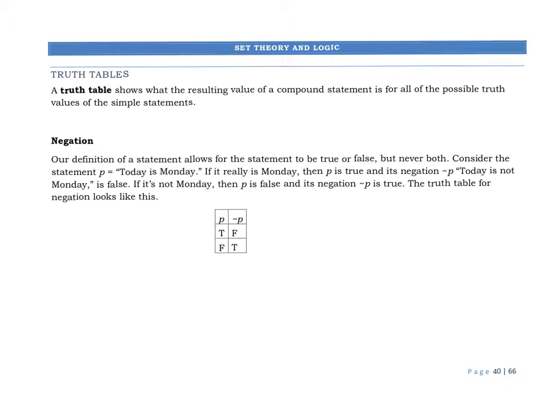So consider the statement P, today is Monday. If it is really Monday, then P is true. The negation, not P, today is not Monday, is false. But if it's not Monday, then saying that it's Monday would be false, right? So the fact that it's not Monday would make the negation true.